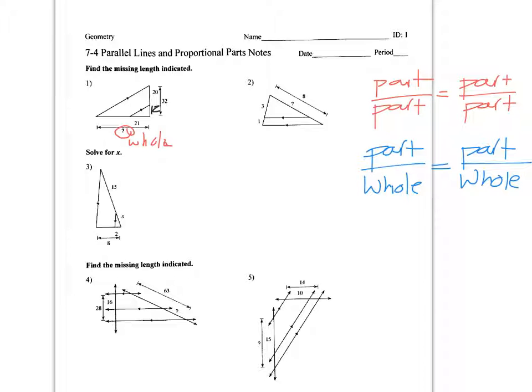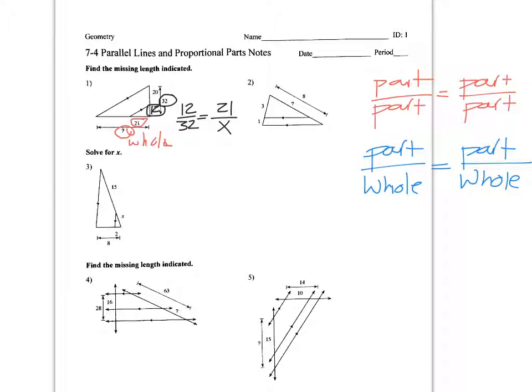Now, that's important because I need that one. Why? Because this part goes with that whole, and in the same way, this part goes with that whole. So I'm using this relationship: part over whole has to equal part over whole. So my proportion becomes part, which is 12, over its whole, which is 32, equals part, which is 21, over its whole, which is x, what we're looking for.